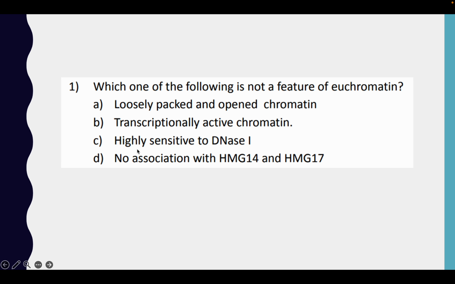Euchromatin is highly sensitive to DNase I because of its relatively open and accessible structure, which allows the enzyme to easily cleave the DNA within it, as it is actively transcribed. Heterochromatin is less sensitive to DNase I digestion, while euchromatin, which is openly available, loosely packed and actively transcribed, is more sensitive to DNase I.